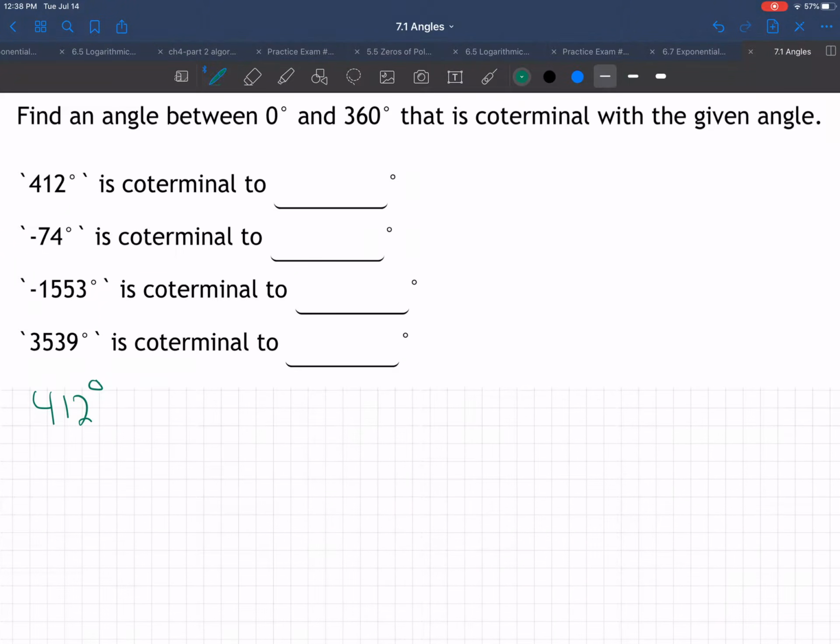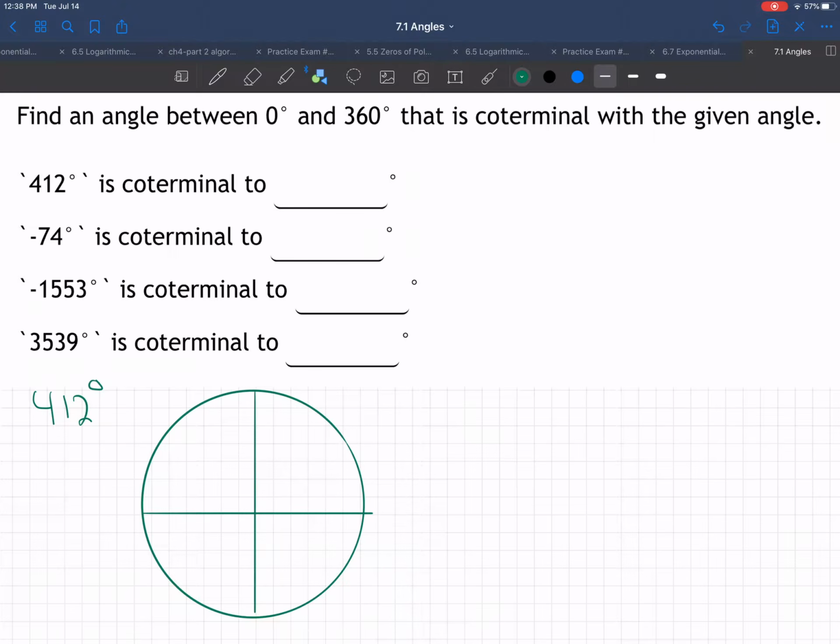It's right there. Let me draw a 412 degree angle first off. So let me come down here and draw a unit circle to the best of my ability. There we go. With my little tool, it helps. So there's a little unit circle for us. And we'll use that now.